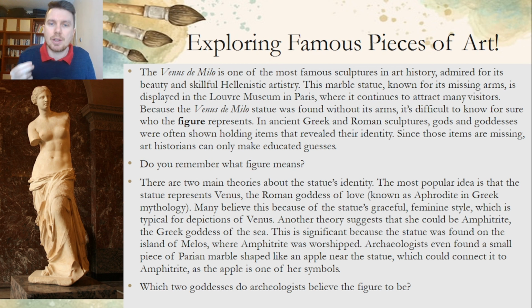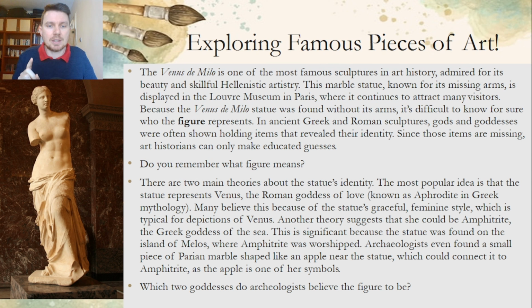Another theory suggests that she could be Amphitrite, the Greek goddess of the sea. This is significant because the statue was found on the island of Melos, where Amphitrite was worshipped. Archaeologists even found a small piece of Parian marble shaped like an apple near the statue, which could connect it to Amphitrite, as the apple is one of her symbols.